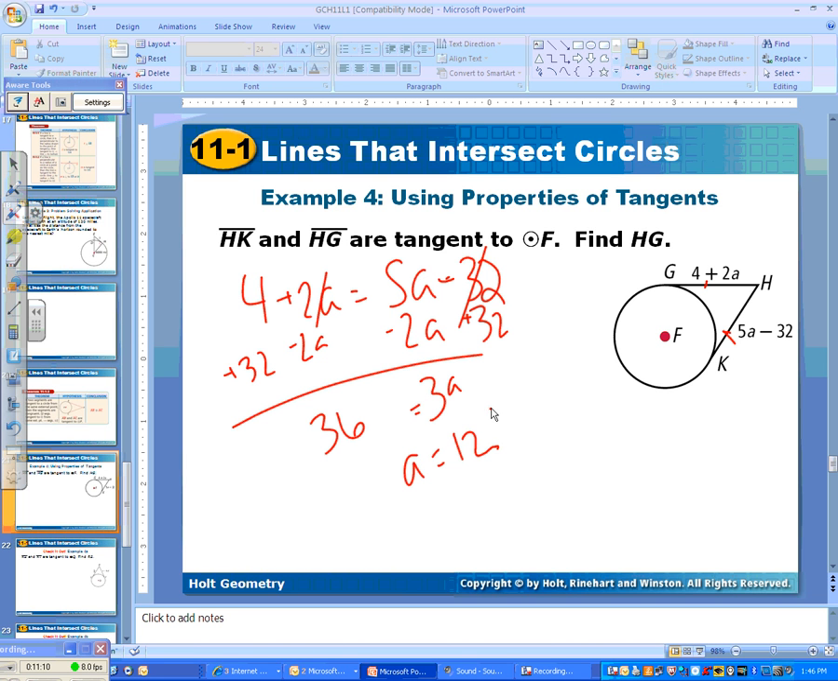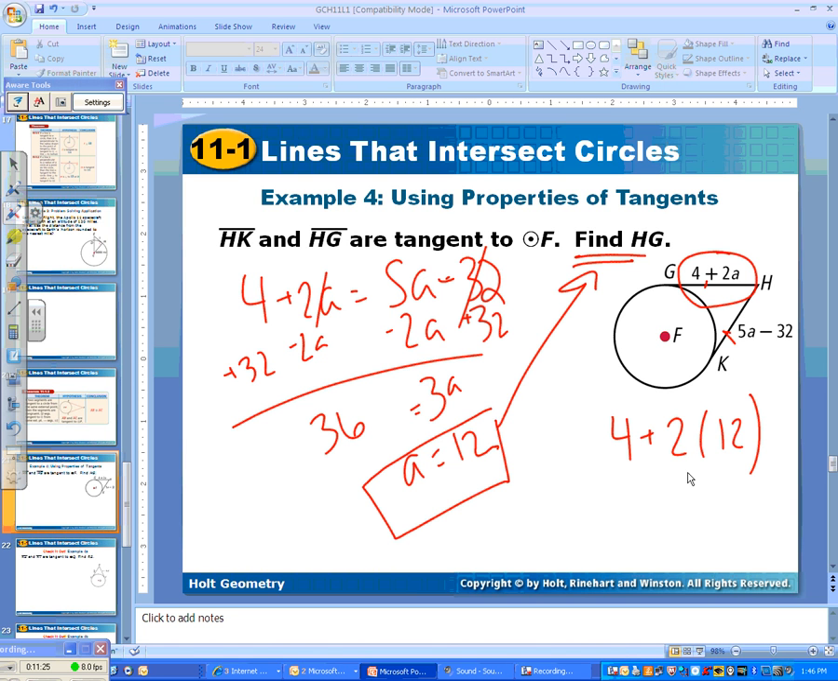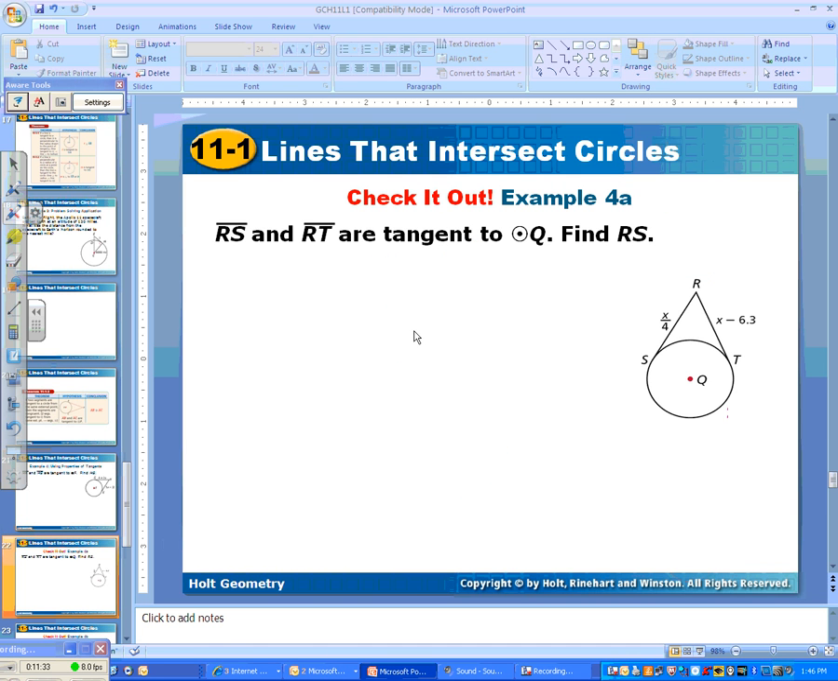And guess what? Some people are going to stop there. Don't. Go back and read the question. Find HG. So you're going to plug it in. Since they're congruent, it doesn't matter which one you plug it into, but I'm going to follow the rules and plug it into here. So 4 plus 2a, a is 12. You're going to get 24 plus 4. And your answer is 28. Okay, so these are kind of easy questions. Same thing over here. Go ahead and try this one.